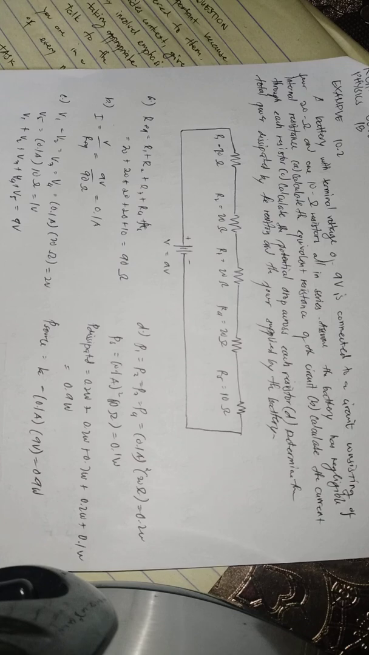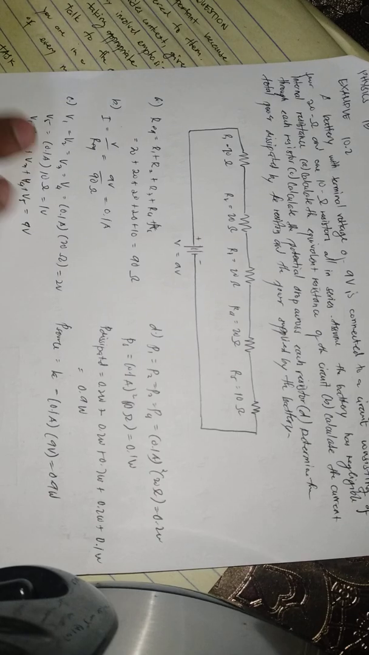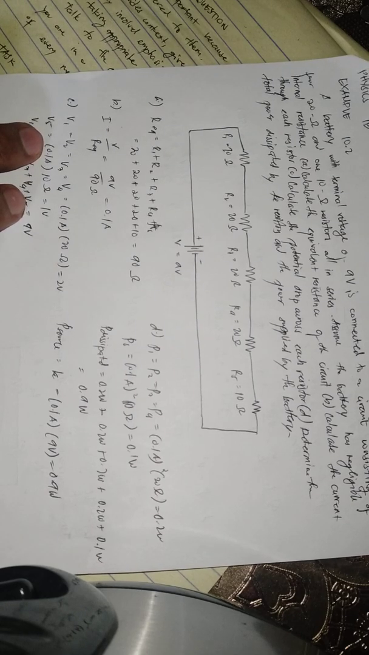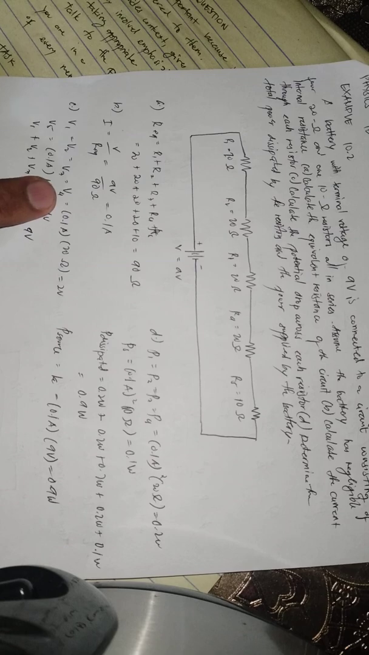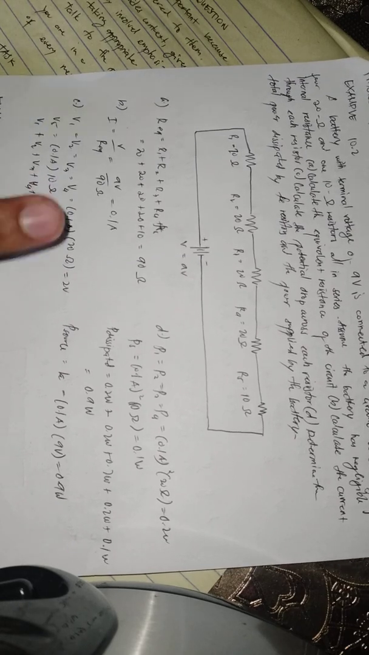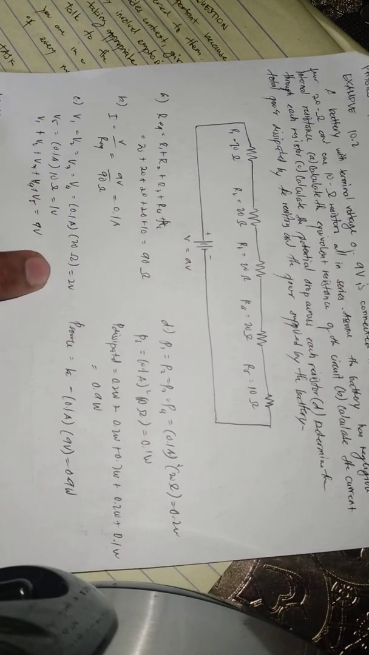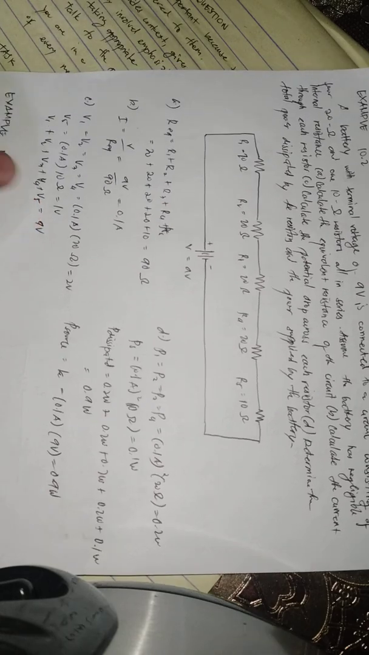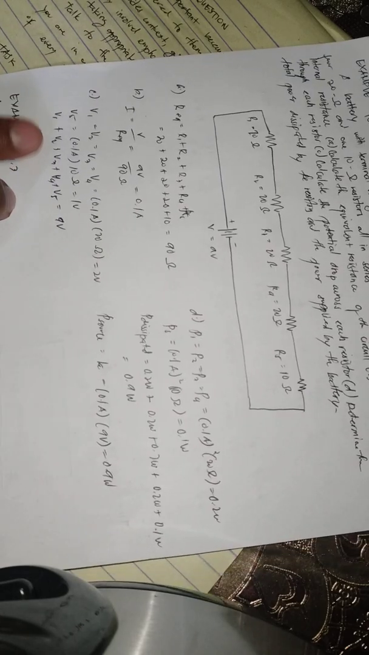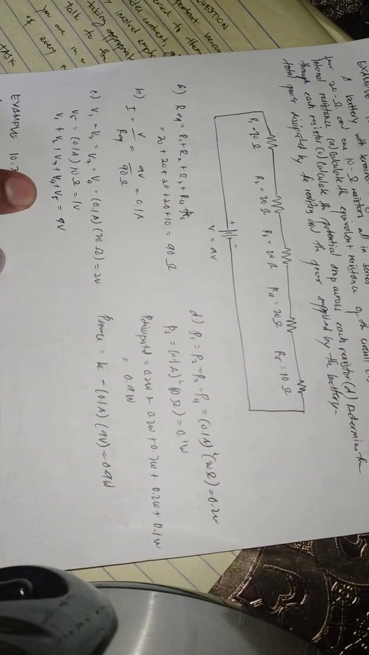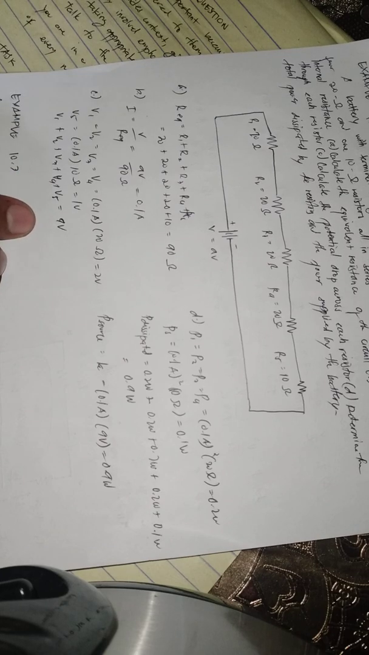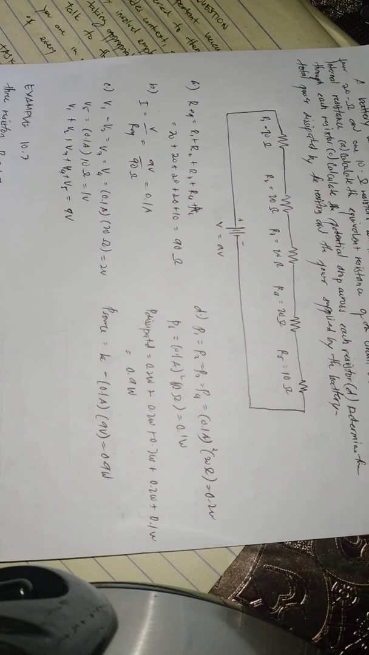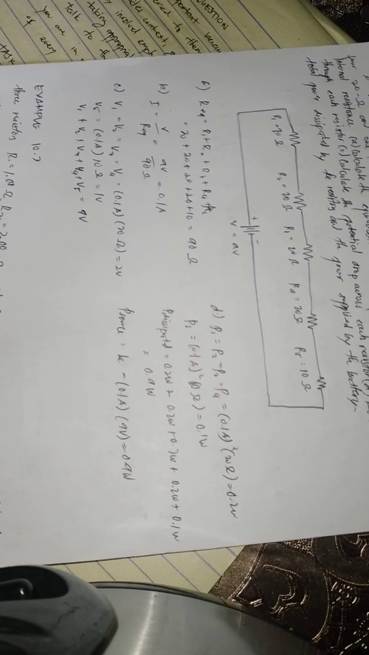So C, the potential drop across each resistor can be found using Ohm's law. V sub 1 is equal to V sub 2, V sub 3, and V sub 4, equal to 0.1 A times 20 ohms, equal to 2 volts. And V sub 5 is 0.1 times 10 ohms, equal to 1 volt. Adding V sub 1 to V sub 5 is equal to 9 volts. Note the sum of the potential drops across each resistor is equal to the voltage supplied by the battery.